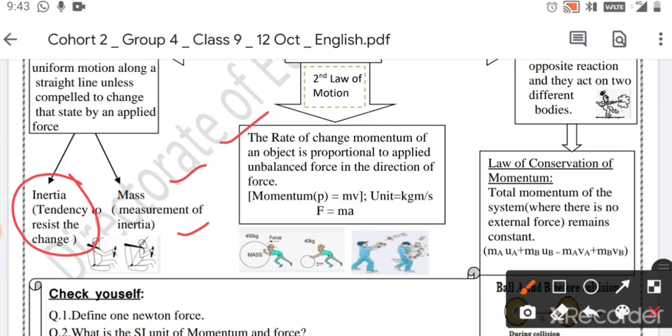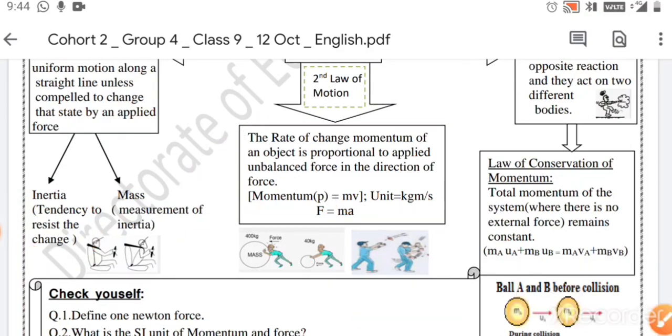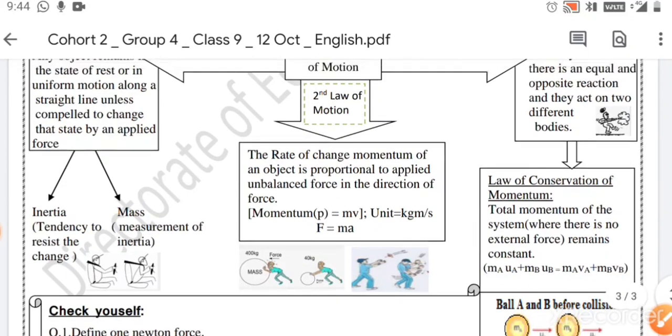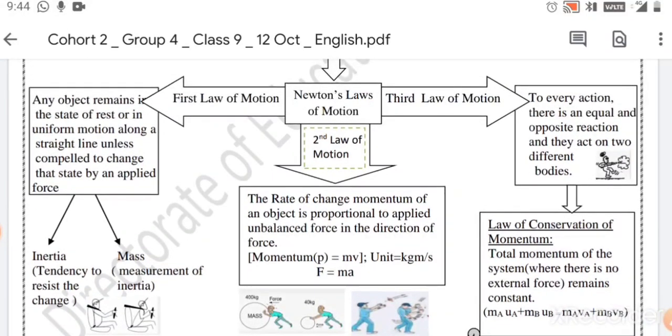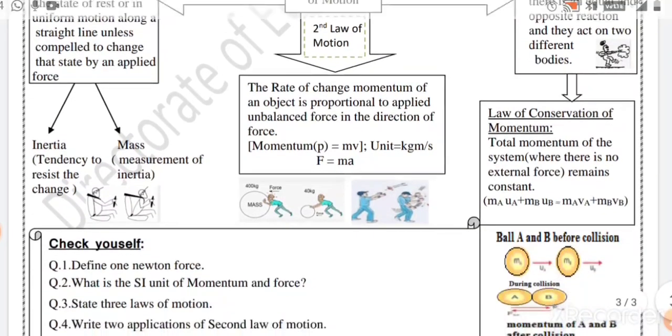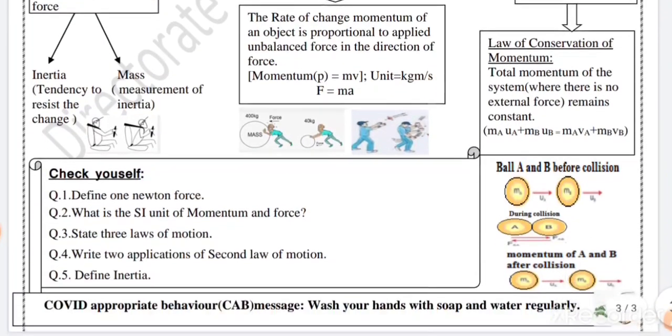The second law of motion says the rate of change of momentum of an object is proportional to the applied unbalanced force in the direction of force. So we can say that momentum is mass into velocity, and its unit is kilogram meter per second, and we find force like this, mass into acceleration. Now the third law says that to every action there is an equal and opposite reaction, and they act on two different bodies.